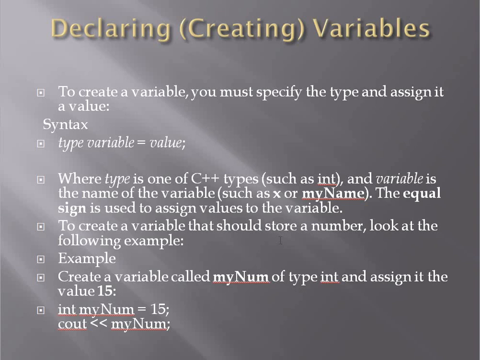To create a variable that should store a number, look at the following example. Create a variable called mynum of type int and assign it the value 15. int mynum = 15. Here int is the data type, and mynum is known as the variable name or identifier. You can also print it with cout, the insertion operator, and mynum. It will give the output 15.